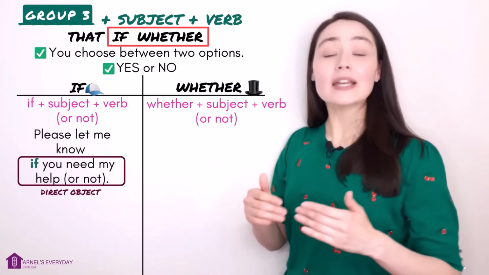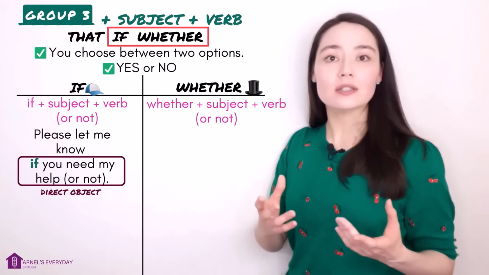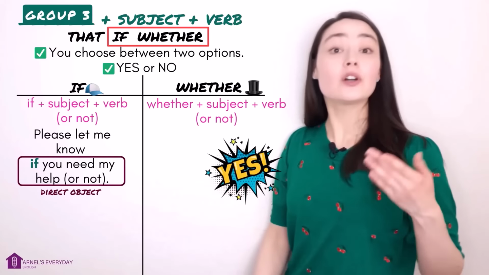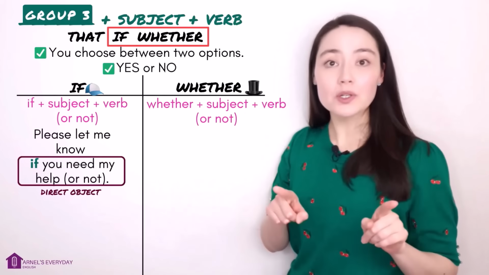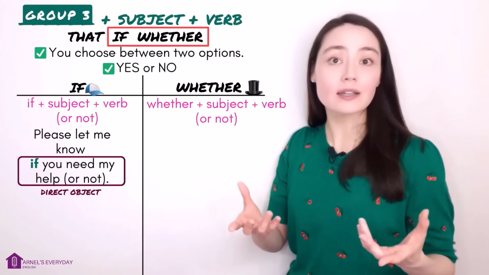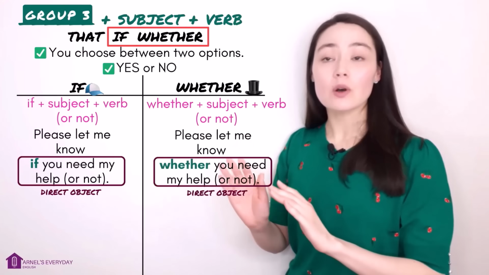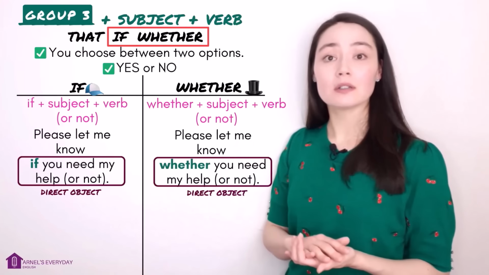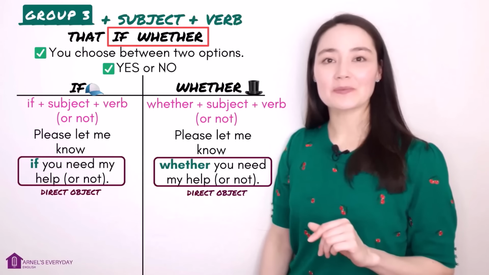Please let me know if you need my help or not. You can see the two choices. Yes, you need my help, or no, you don't need my help. Or not is optional because if already implies the two choices. Please let me know whether you need my help or not. Yes, you do, or no, you don't.